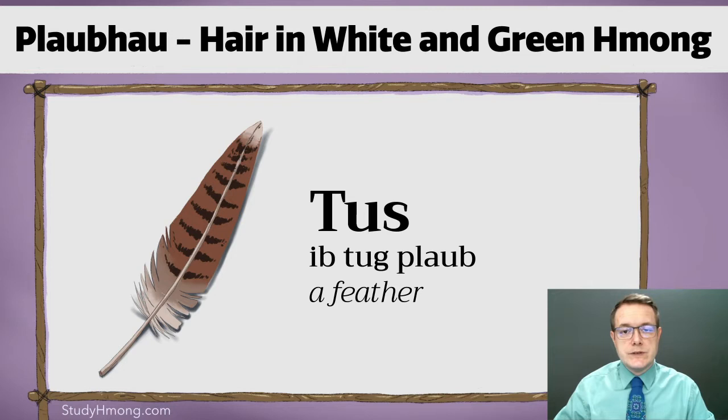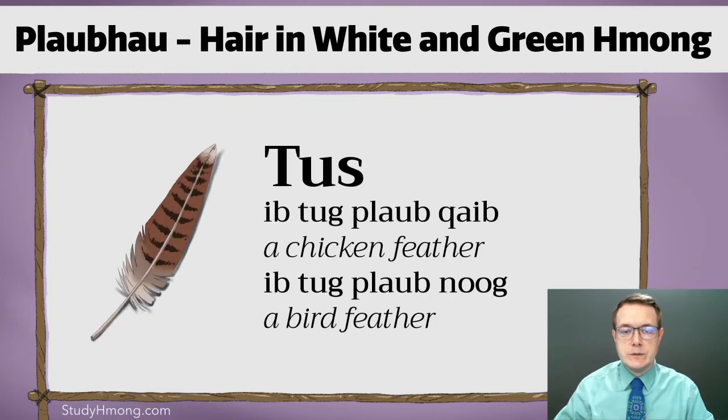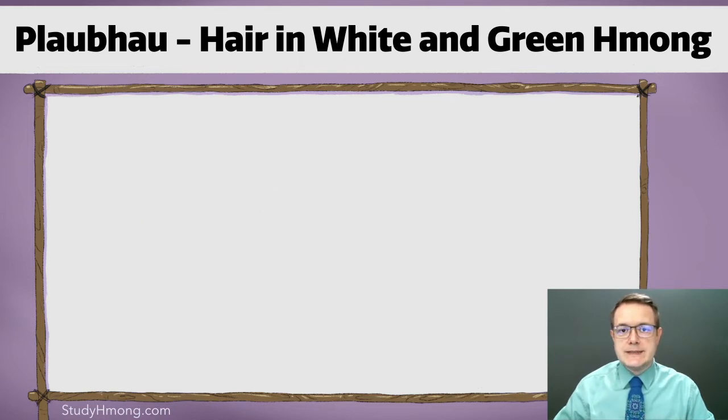So if we're referring to a feather, you would use a different classifier, which is tus. And as a whole sentence, we would say itu plau. For example, itu plau kai, or itu plau no, for the feather of a chicken or the feather of a bird, respectively. But like I said, we'll be talking about the hair of the head, and there's a number of phrases used to refer to the hair of the head, which we'll go over in this video.